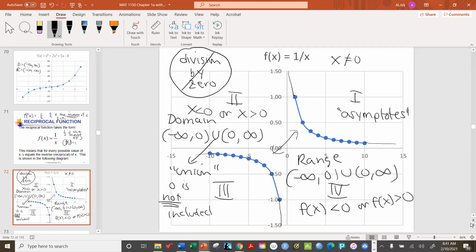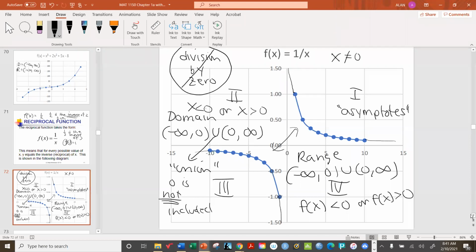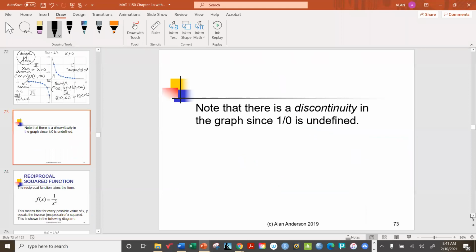So how about, oh, and by the way, when there's a break in the curve like that, it's referred to as a discontinuity. Okay, the function is defined everywhere except at that one point. So, in fact, you may have seen this before. Let's say you had something like this.